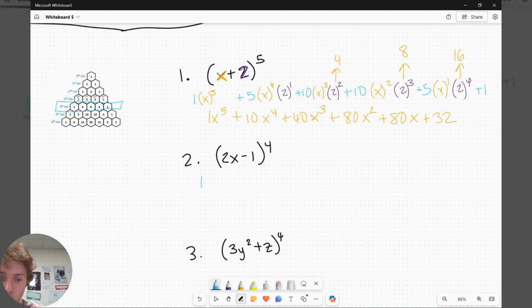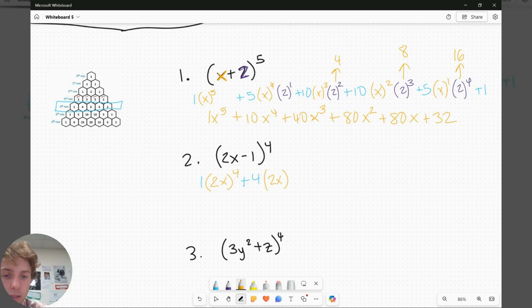In Pascal's triangle, we start with a 1. And then take the first term, which is 2x, and raise it to the degree of your binomial, which is 4. Then you multiply that with the second term, in this case negative 1 to the 0. Remember, I don't need that 1 on this term, so I can get rid of it.